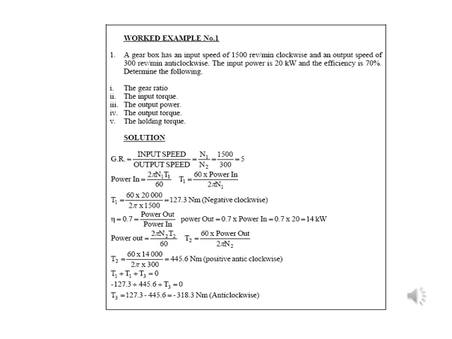The first T1 is clockwise, so it should be negative 127.3, plus T2, which is counterclockwise or anticlockwise, which is 445.6, plus T3, which is equivalent to zero. Then you can get T3, which is equivalent to minus 318.3 Nm. So over here, T3 has a negative value, so this one should be anticlockwise.